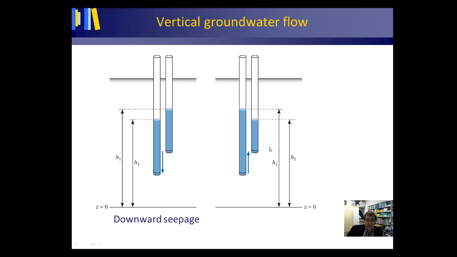Here we have the opposite. Here we have water which is flowing upward. And why is that? It's simply because we're measuring a higher hydraulic head here, a higher total energy here than we are measuring here. And in English we call this upward seepage, and in Dutch we call this kwel.